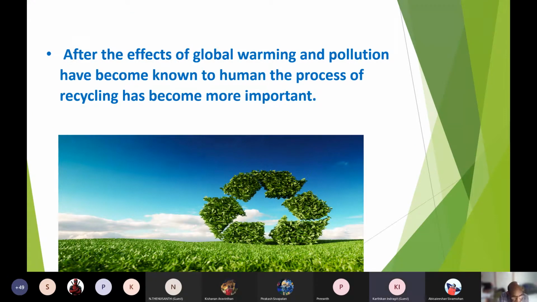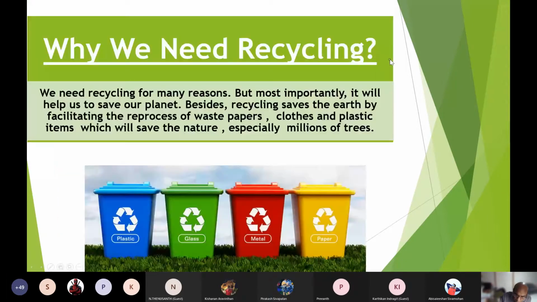After the effects of global warming and pollution have been known to humans, the process of recycling has become more important. Okay, right. When you are reading it, you need to give a little bit of stop, breathe. Don't hold your breath. The sentence is a very big sentence. That's why you're finding it difficult. I think you could stop after the effects of global warming and pollution, you make a comma there.